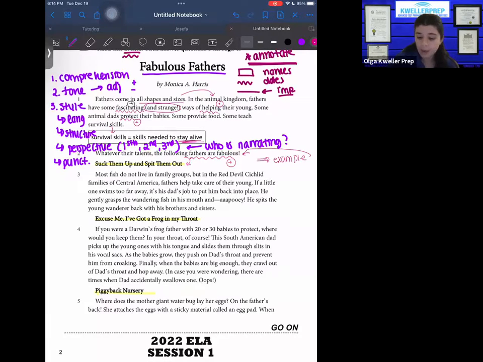So suck them up and spit them out. Most fish do not live in family groups, but in the red devil cichlid families of Central America, fathers help take care of their young.